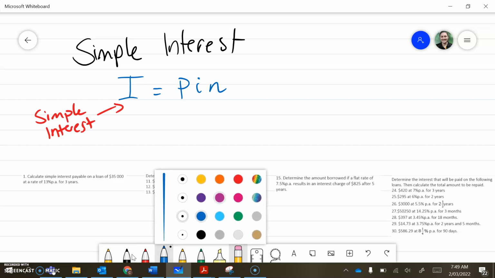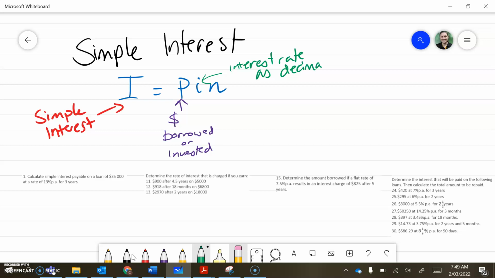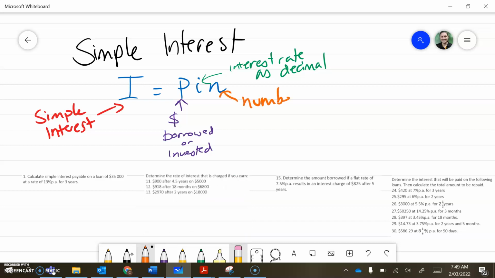Your principal is P, so that is how many dollars are borrowed or invested. R is your interest rate, and it has to be as a decimal. And N is the number of years. Something you need to remember for calculating N is that there's 365 days in a year and there's 12 months in a year.